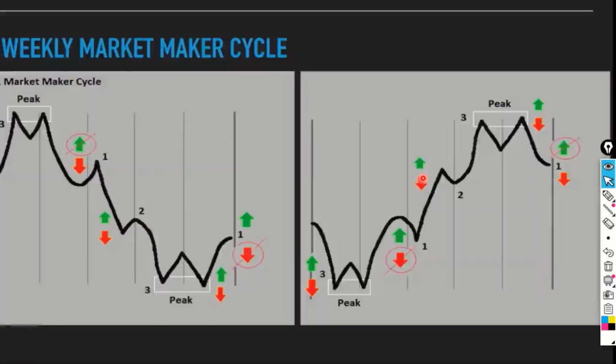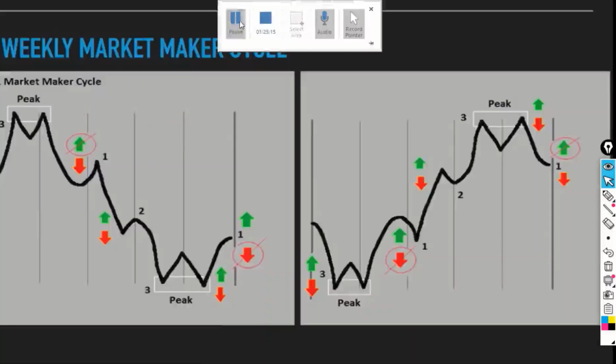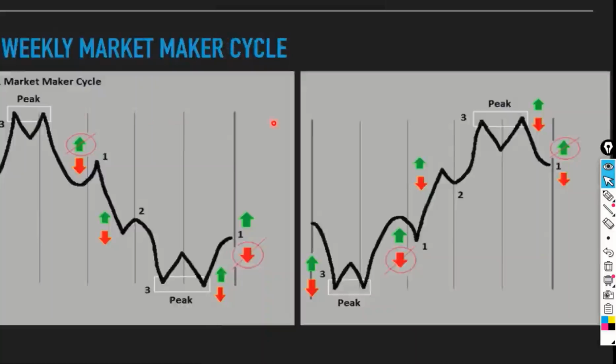So this is our weekly market maker cycle, how it will present on the 1 hour chart. Okay, so this is our weekly market maker cycle as seen from the 1 hour. Like I told you, first 8 hours we have what? Consolidation in here. Okay, false move to the high, repeat the high, pulls off. This is our move number 1.